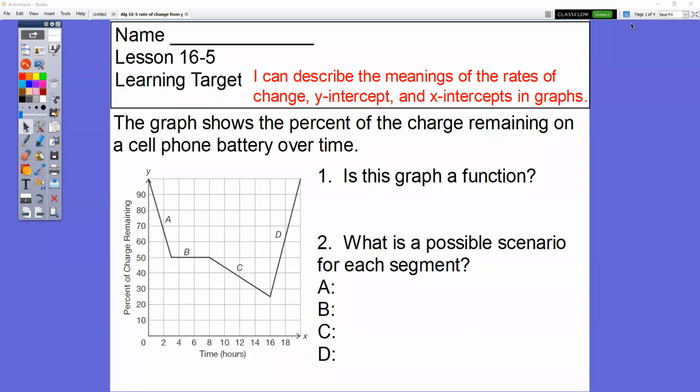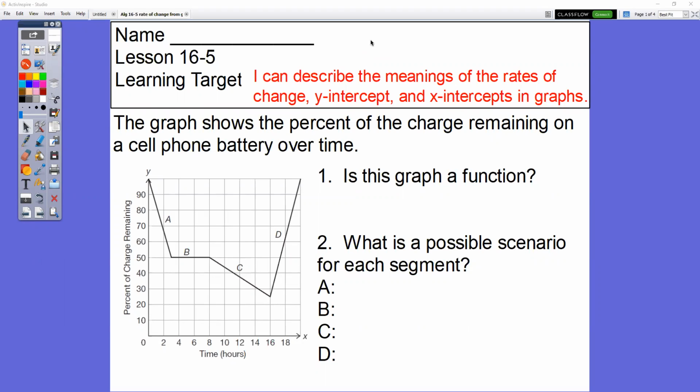This is a lesson for 16-5. What you're doing today is looking at graphs and interpreting the meanings of graphs. Things like the rate of change and the Y-intercept and the X-intercept. Those are all things that we're looking at on these graphs. They love these type of questions on the Regents exam because they're very easily made into multiple choice type questions.